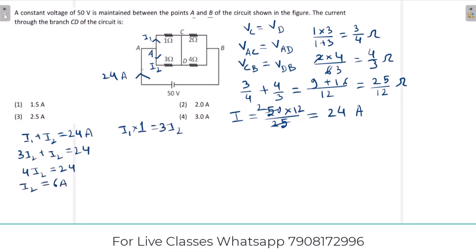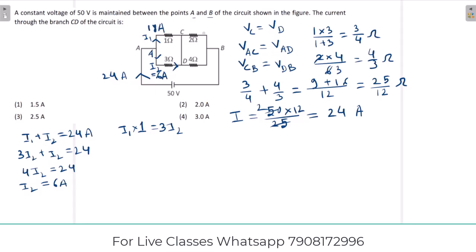So I2 is 6 ampere. So I1 is 24 minus 6, that is 18 ampere. Now we get the current through the 1 ohm resistor is 18 ampere, and through the 3 ohm resistor it is 6 ampere. Now similarly we will find the current through the 2 ohm and 4 ohm resistors.